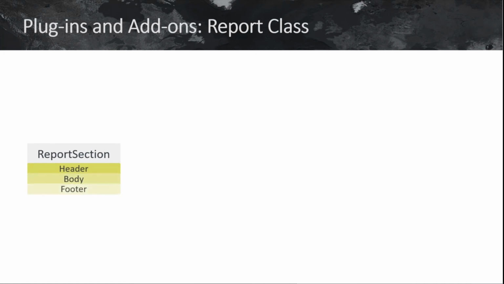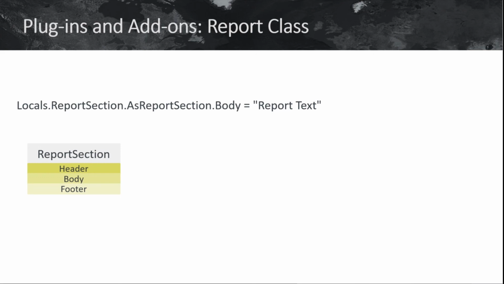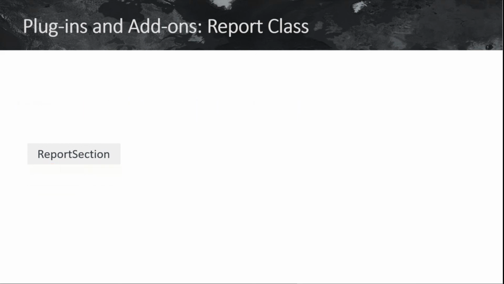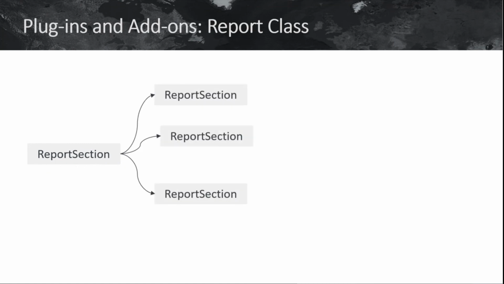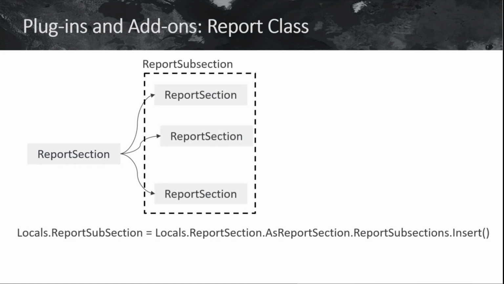And this report section, like every other object of this class, contains three fields for text, for the content that we can add. So header, body, and footer. Usually you will use body to enter the text. And then each of these report sections can also have a report subsection, which is a collection of other report sections.